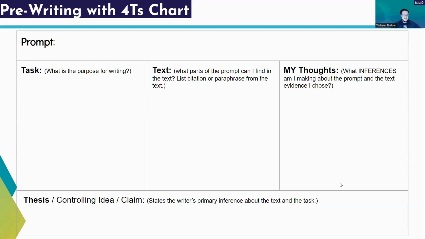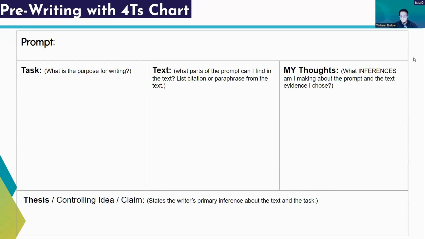So what we have here now is a blank 4T's chart. This is our students' new pre-writing activity that we want them to do to help them better understand the writing prompt and be able to unpack that writing prompt so the students know what they're supposed to be responding to when writing their extended constructed response. So we have the prompt at the top.